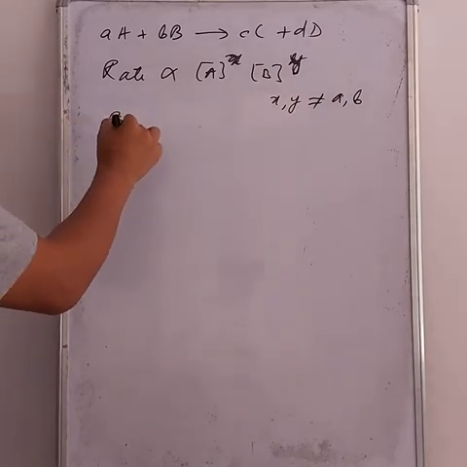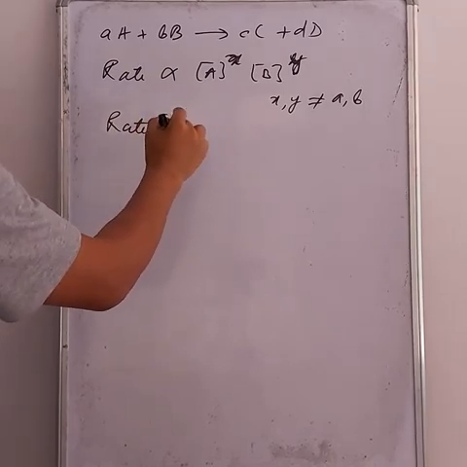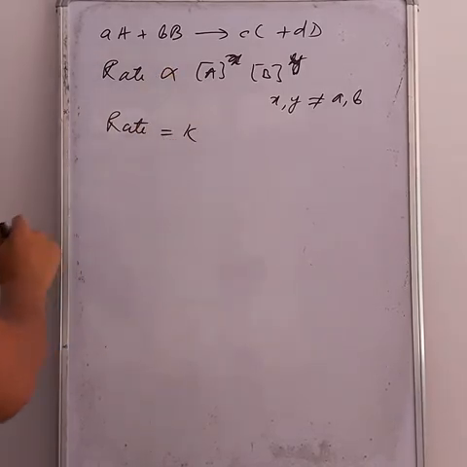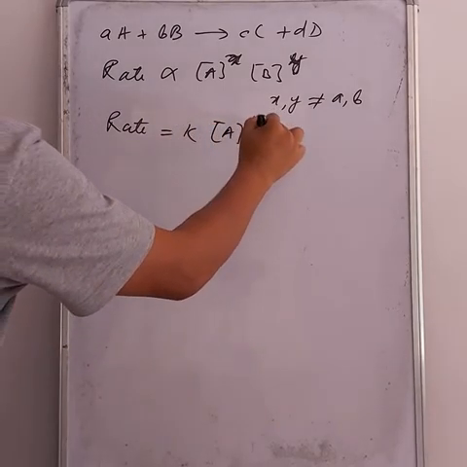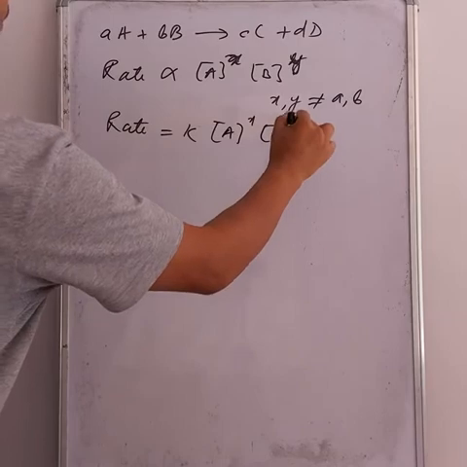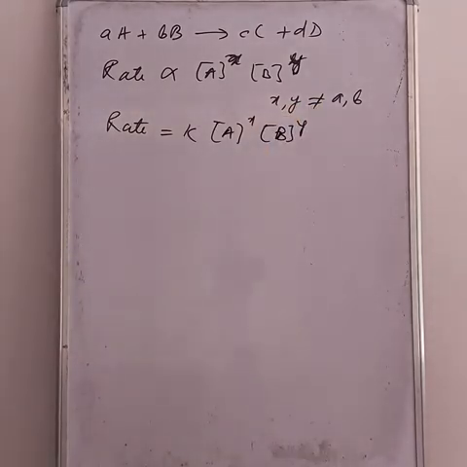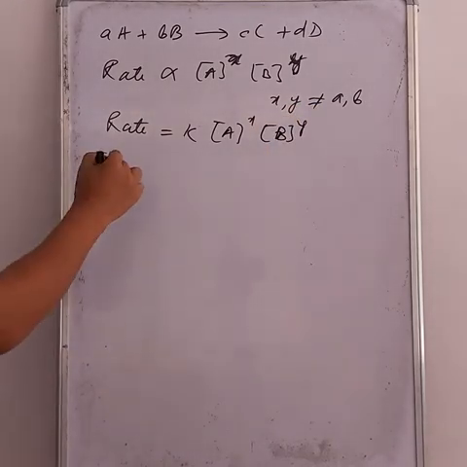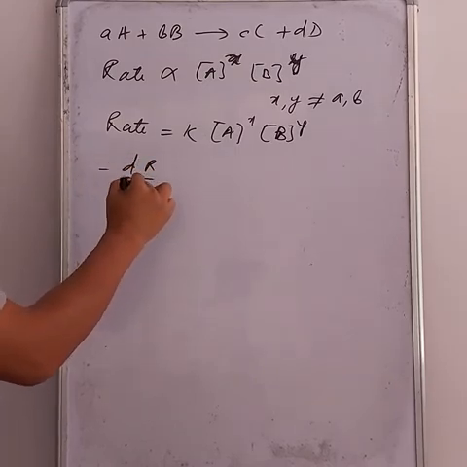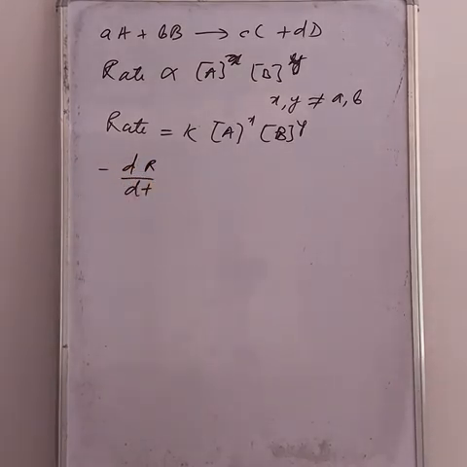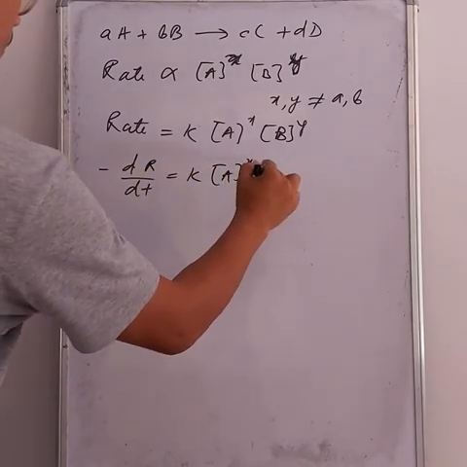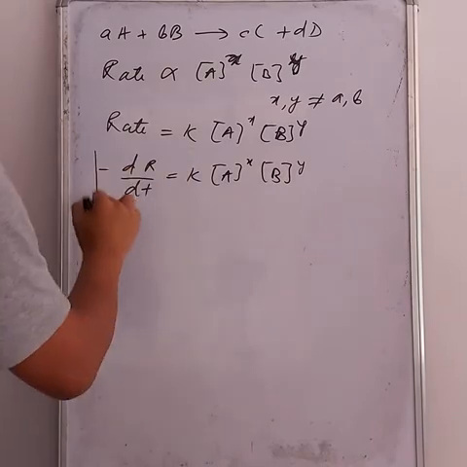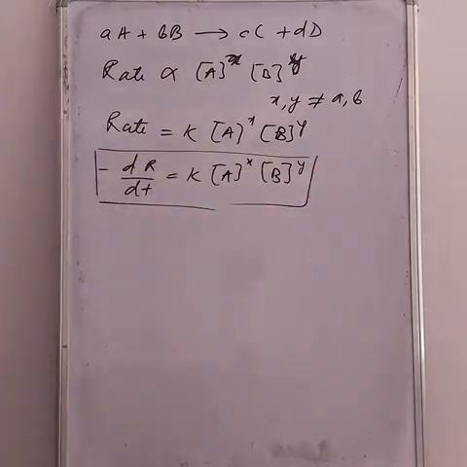So our rate would be, if we change the proportionality sign, then we put a proportionality constant K, and it remains the same. So that is our change, and our change in the rate would be equal to this term. So this is our rate equation.